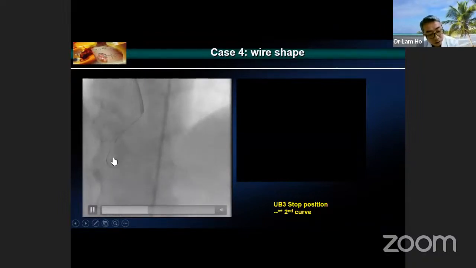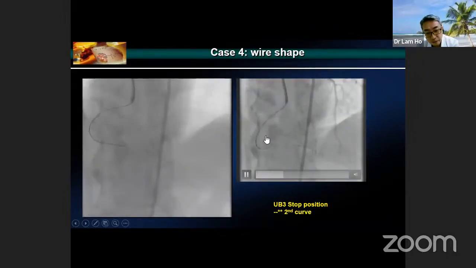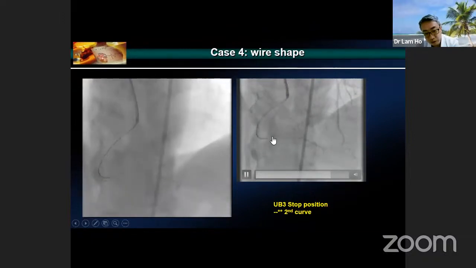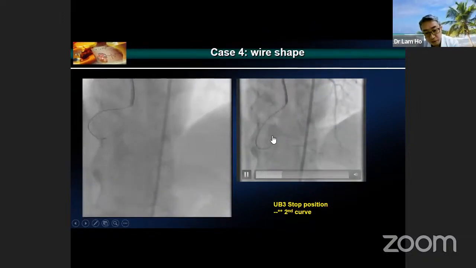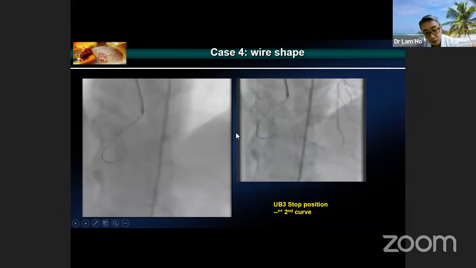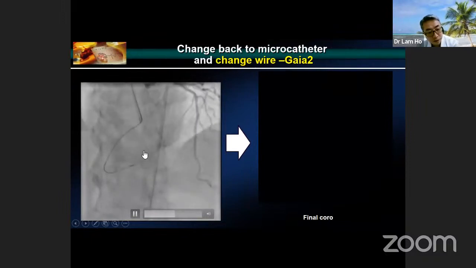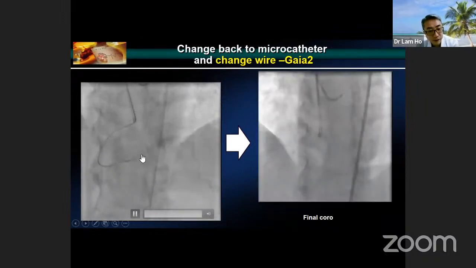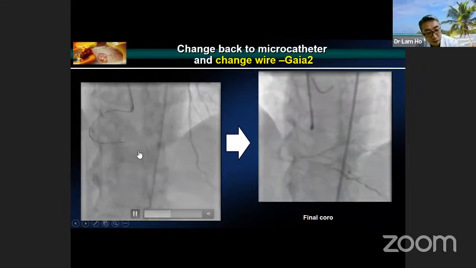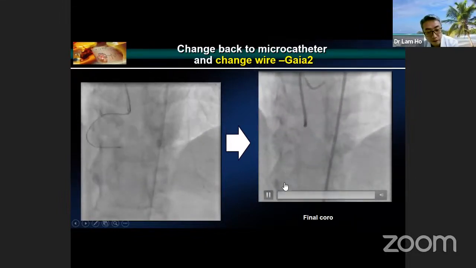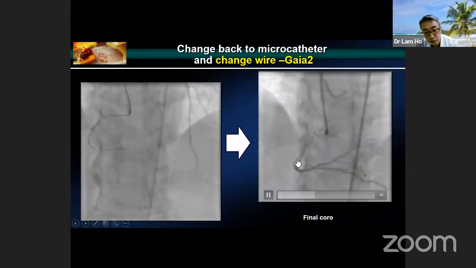And because you already have a secondary curve and primary curve, you cannot travel with this wire. Otherwise, most of the time you end up in the subintimal space. So remember, you have to stop at this position because of the secondary curve, and then change the Crusade back to the Corsair, and then change to Gaia or Fielder XTA with a small primary curve, and then try to puncture, and then you can enter the true lumen. This case we just treated with DCB.